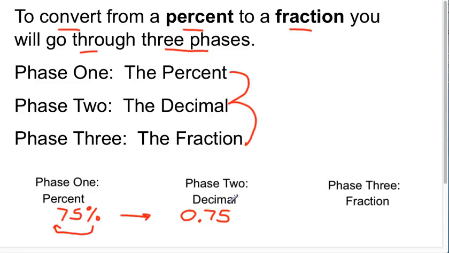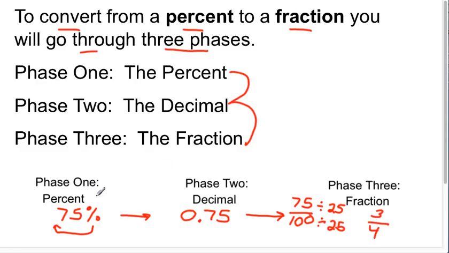Now, once we have 75 hundredths, we're then going to move on to the fraction phase. Now, 75 hundredths is 75 to 100 as a fraction. Okay? And what we want to remember, though, is we want to simplify this down, and so we would divide in order to get the simplest form. And we would divide by the greatest common factor of 25, both the top and the bottom terms of the fraction, and we would end up with 3/4 as our fraction.